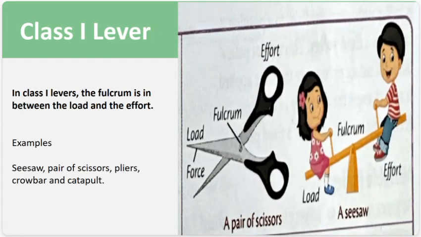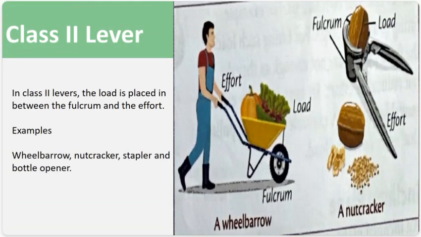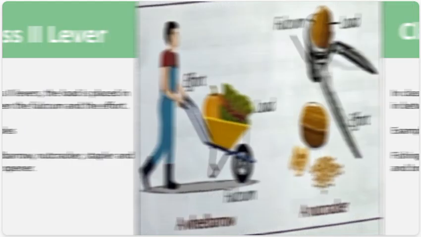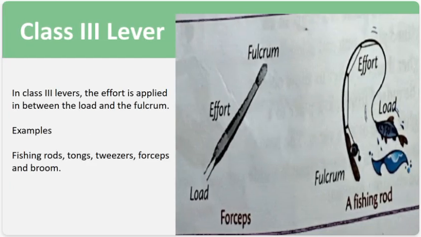Class 1 levers have the fulcrum in between the load and effort. Examples include seesaws, scissors, pliers, crowbars, and catapults. Class 2 levers have the load placed between the fulcrum and effort. Examples are wheelbarrows, nutcrackers, staplers, and bottle openers. Class 3 levers have the effort between the load and fulcrum. Examples include fishing rods, tongs, tweezers, forceps, and brooms.